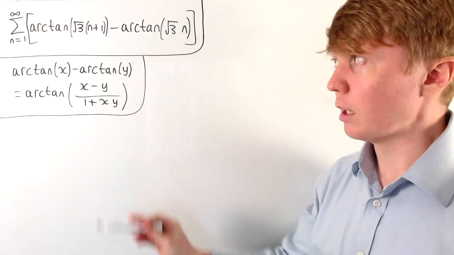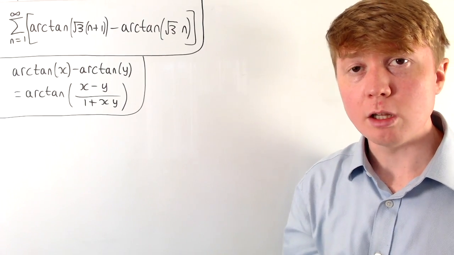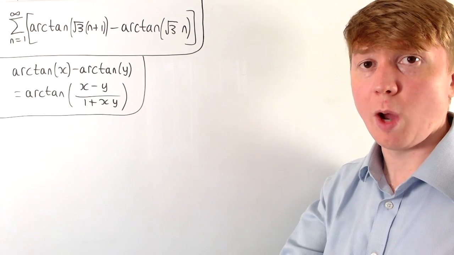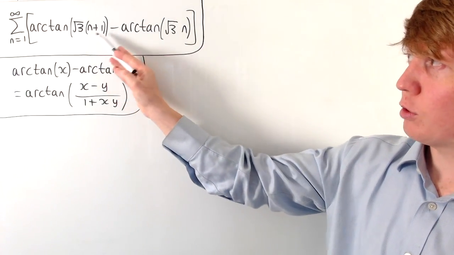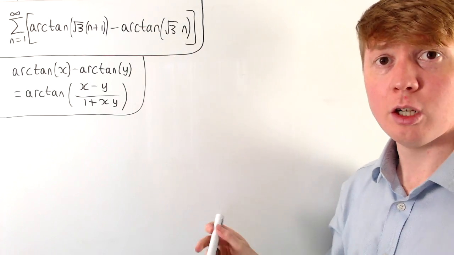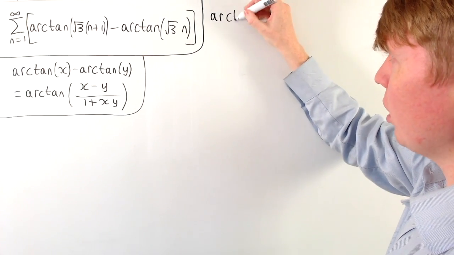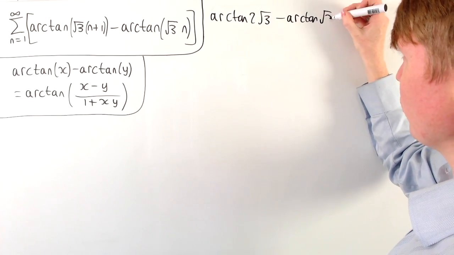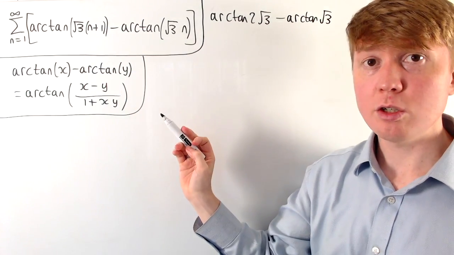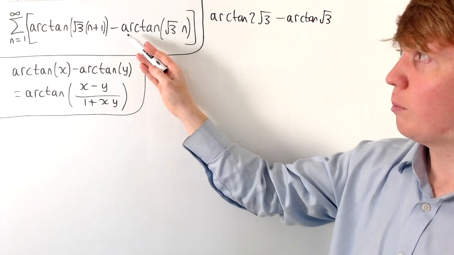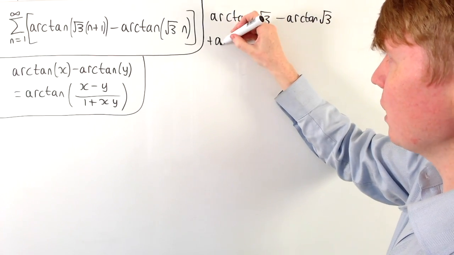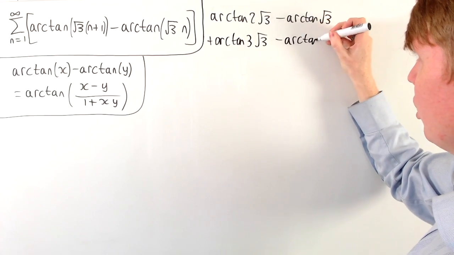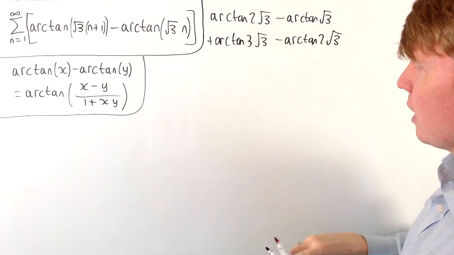If we look very carefully at each of the terms in this series, we'll actually see that there's a lot of cancellation now that we've got it in this new form. So if we just look at the first term where n is 1, we've got arctan of 2 root 3 minus arctan of root 3. Then for our next term where n is 2, we get arctan of 3 root 3 minus arctan of 2 root 3. So we add in arctan 3 root 3, then when we subtract our arctan of 2 root 3, you see there's some cancellation here.